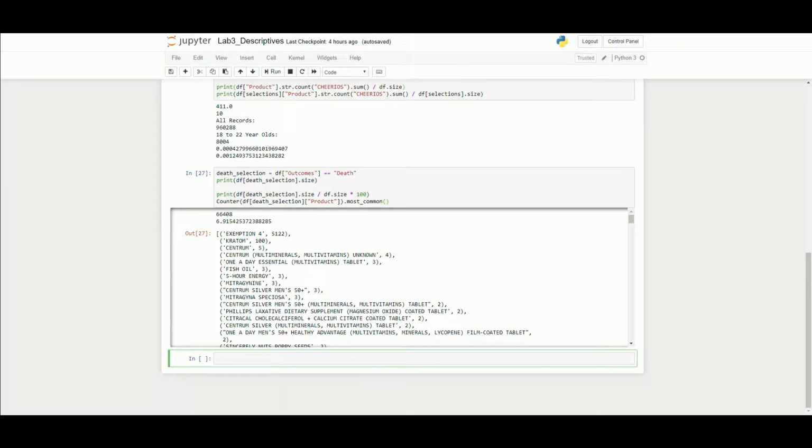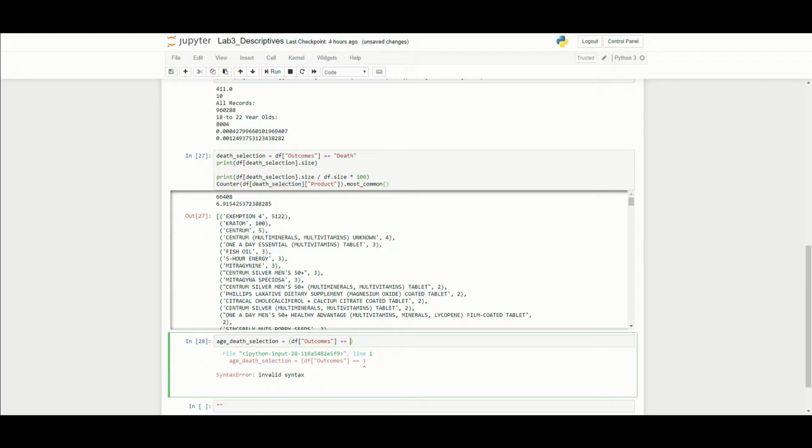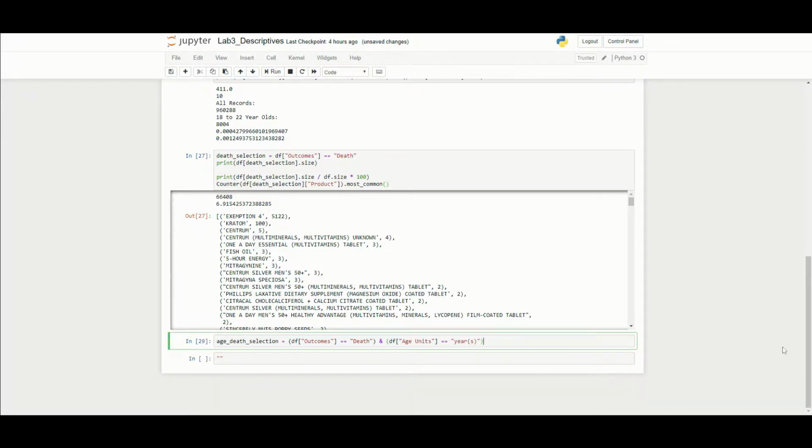This should be very similar to what we did earlier, where we're going to do a two-part selection. So let's call this age death selection equals, and we'll do df outcomes equals death, and age units equals years. So this will give us a selection. And so now we have this new selection.